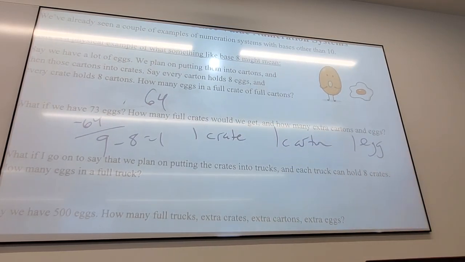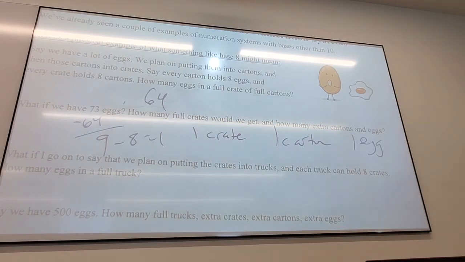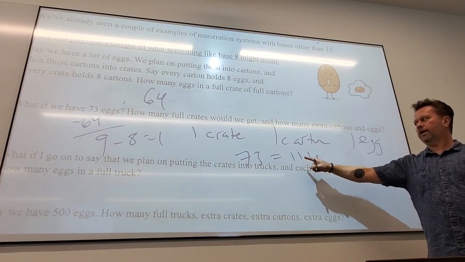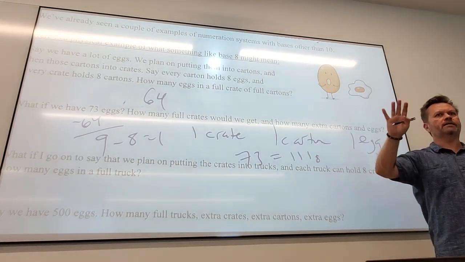1 poor little egg. So to come away from eggs and go straight to just numbers, the number 73 base 10 is the same thing as the number 111 base 8. 3 1s and 7 10s is the same thing as 1 1, 1 8, and 1 64. That's what that says.